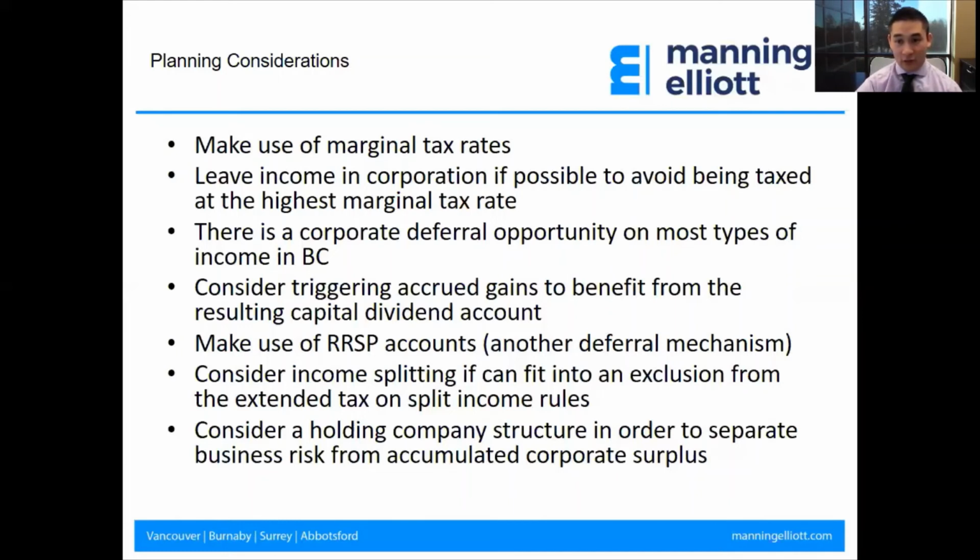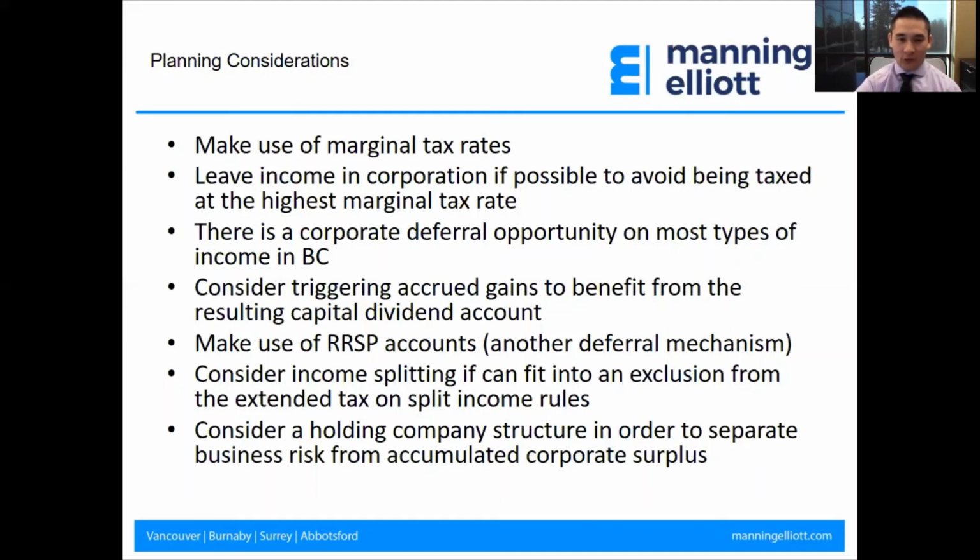If there's corporate surplus that does not need to be used by a shareholder in their personal capacity, a lot of consideration should be given to leaving that corporate surplus in the corporation in order to avoid having to pay tax at the highest marginal tax rate in 2020. The hope would be you reinvest it in the business to generate additional returns. And then in the future, when the highest marginal tax rates decrease, you would extract the corporate surplus in those years.